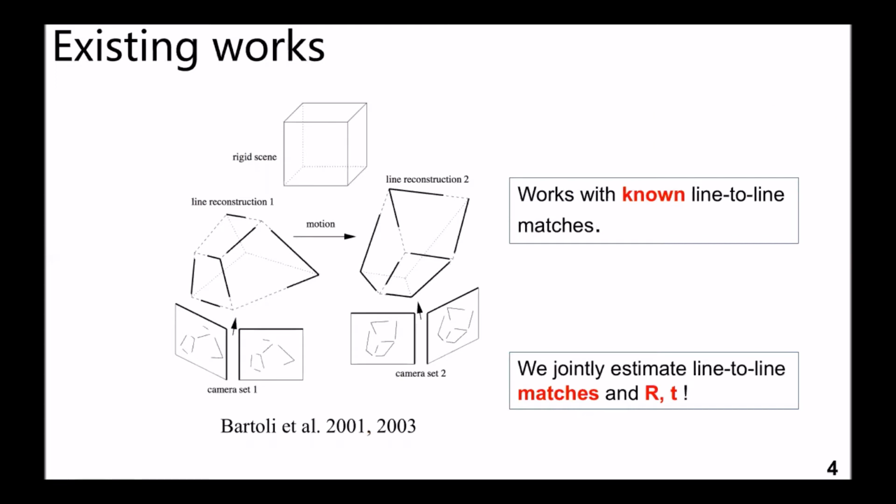To solve this problem, existing works assume known line-to-line matches. Instead, in this work, we do not have this limitation, and we jointly estimate line-to-line matches and solve the relative rotation and translation.